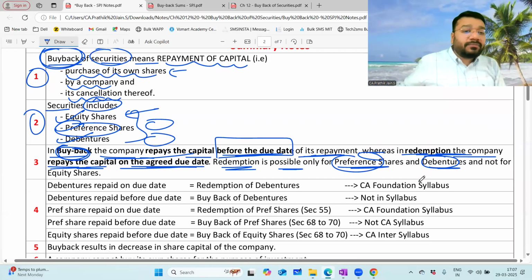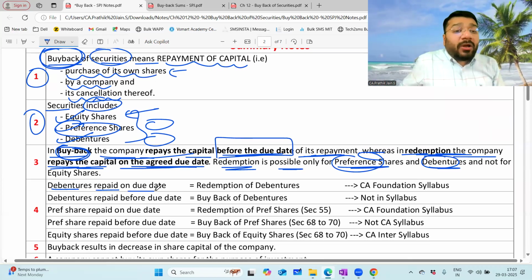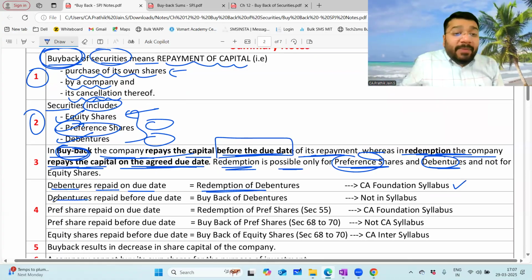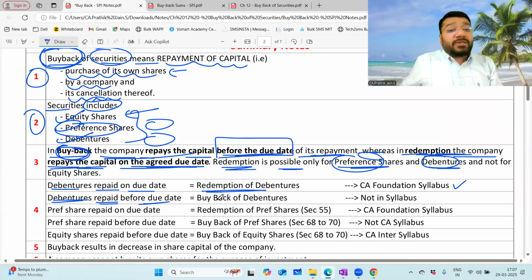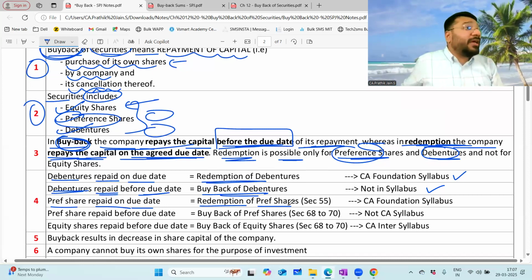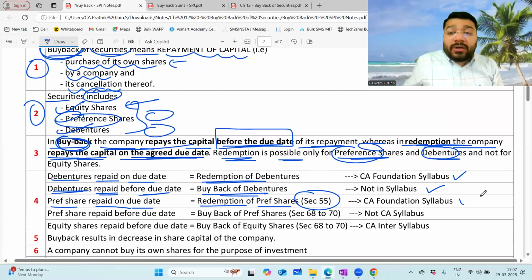Any problem? Debenture repaid on the due date is called redemption of debenture. This is covered in your CA Foundation syllabus. Debenture repaid before the due date is called buyback of debenture, which is not there in your syllabus. Preference share repaid on the due date is called redemption of preference share, which is governed by Section 55 of the Companies Act 2013, which we already discussed in the CA Foundation syllabus.